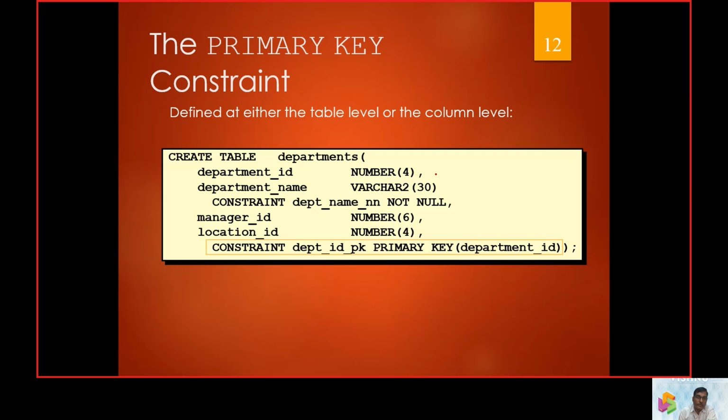Now how can I declare this primary key? You have to create a table called departments with a department name, and you create a constraint on the department name that it is not null, so some name has to be there. Thereby we are going to have a manager and a location ID. The condition was that you have department ID as a primary key.